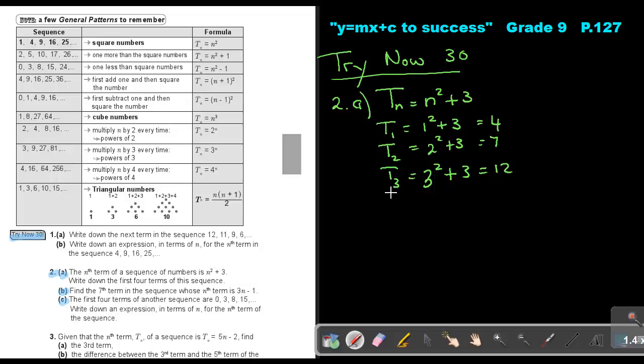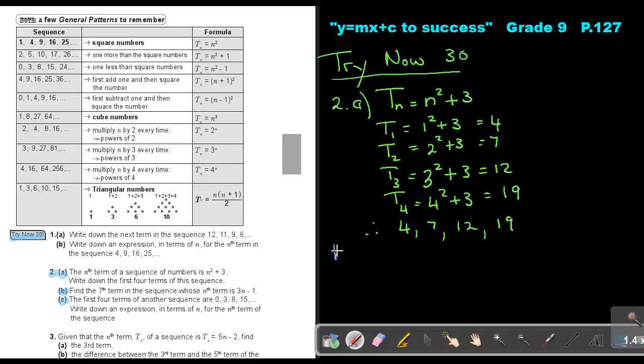How many terms? First 4. So T4 is going to be 4 squared plus 3, and that's going to be 16, 17, 18, 19. So the first 4 terms will be 4, 7, 12, and 19. Okay, that was number A.